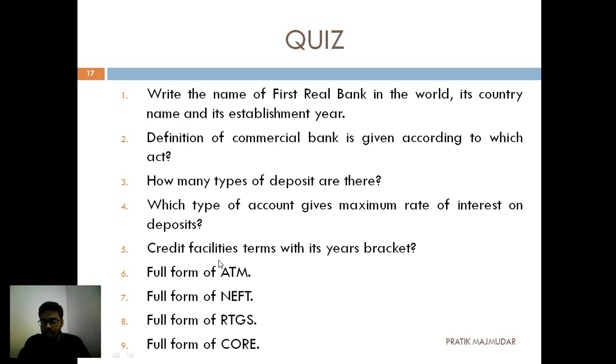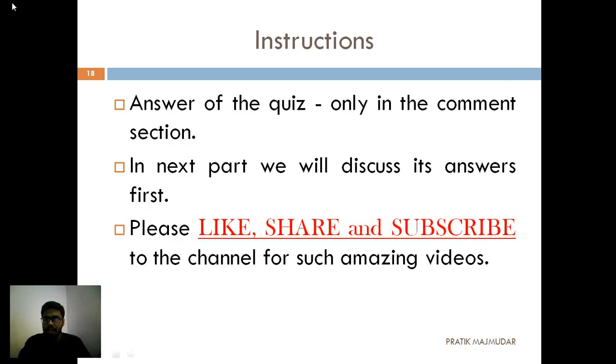We have seen the credit facilities. They are given under three different terms. You have to write down the name of the term and how many years it will take. And after that, you have to answer the next question with the full forms: the full form of ATM, NEFT, RTGS and core. Core means core banking. Okay, so finally the instructions are there.